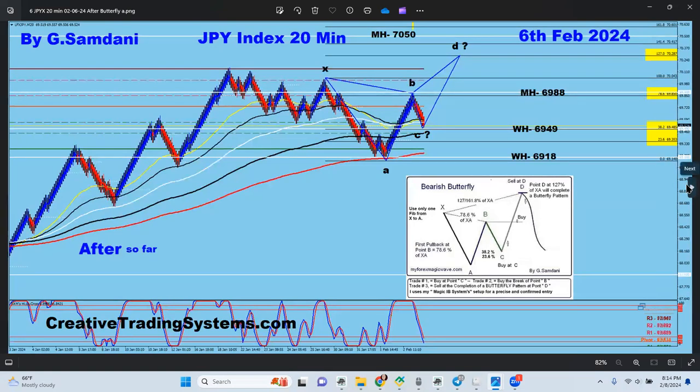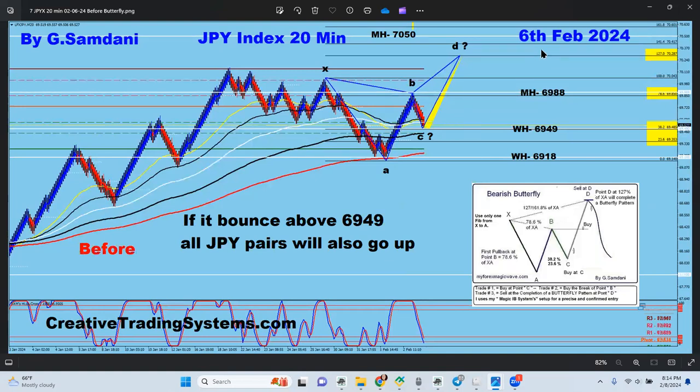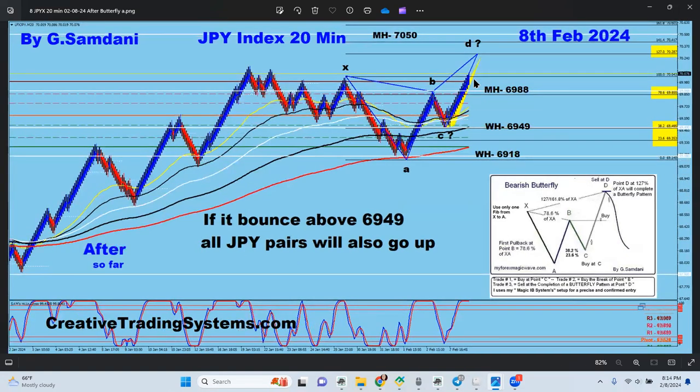And on the sixth, again, I made this chart that if it bounced from 69.49, all yen pairs will also go up again, right? So what happened to this chart? Watch, as of today, it went there, and a little more to go to the upside. So from here to here, it was going.